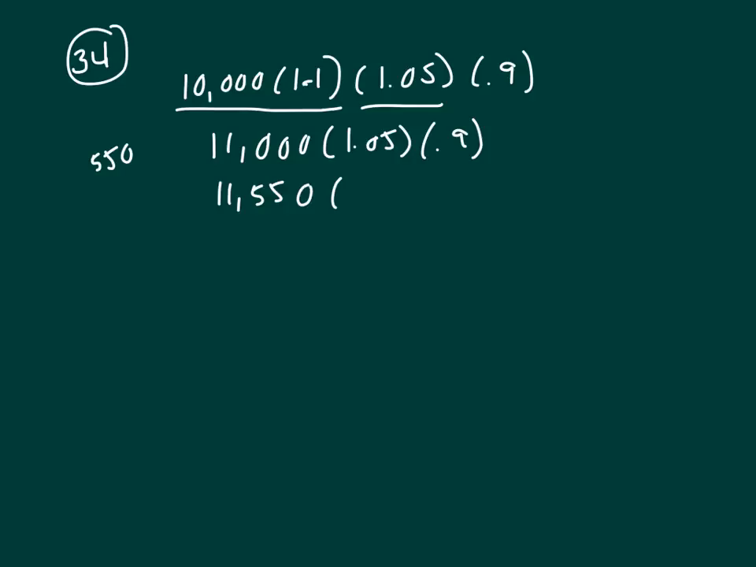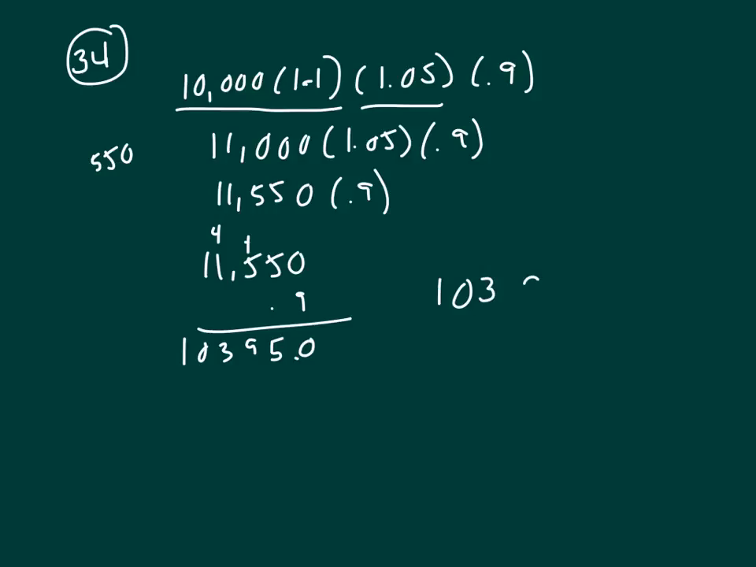11,550 times 0.9. And I don't really have a trick to multiply this. So now I'll just bite the bullet and multiply by 0.9. 9 times 5 is 45. That's going to be 45, 49. That's going to be 13. And that's going to be 10. And then move your decimal over one place. So 10,395. And that's answer B.